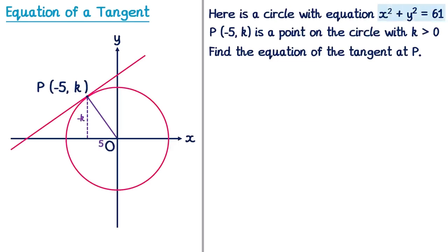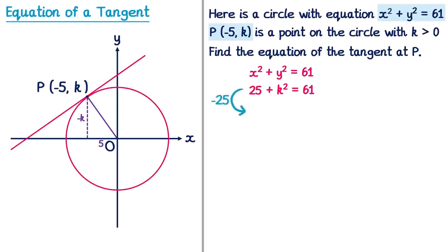So if we write out the equation of the circle, the point P must satisfy that equation since it's on the circle. So we can replace the x with negative 5 and the y with k. So instead of x squared it's negative 5 squared, and instead of y squared it's k squared. Negative 5 squared we can do, negative 5 multiplied by itself gives you positive 25. And now we just need to solve this equation.